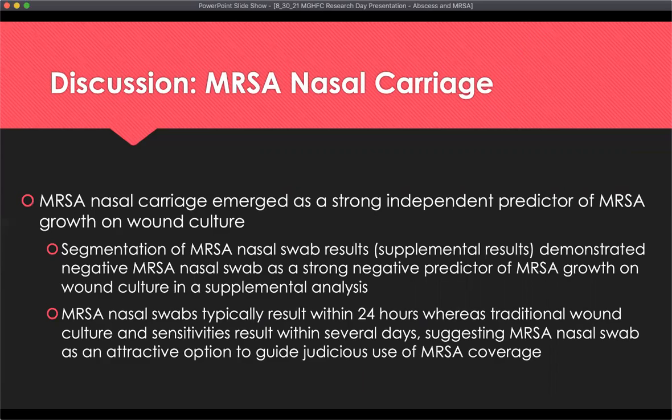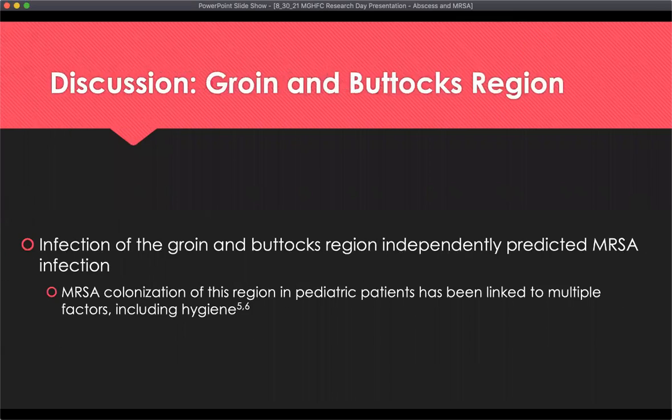Furthermore, negative MRSA nasal swab is also a strong negative predictor of MRSA growth on wound culture when segmented in a supplemental analysis. This presents MRSA nasal swab as an attractive option for detection of MRSA infection, as these swabs typically result fairly quickly and can be used to guide judicious use of antibiotics. Interestingly, infection of the groin and buttocks region also predicted MRSA infection. The exact reason for this observation remains somewhat unclear, but MRSA colonization of this region in young patients has previously been linked to multiple factors, including hygiene standards and diapering.